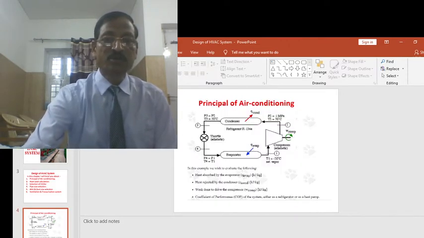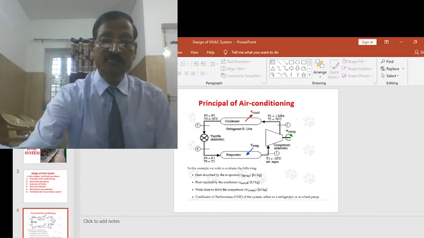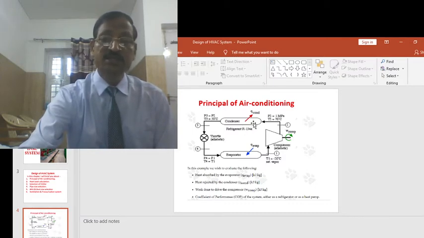Number one is the principle of air conditioning. How the refrigeration system works: the refrigerant from the evaporator takes heat and comes to the compressor, where it is compressed. Its thermal potential increases, meaning pressure and temperature increase. After that the refrigerant enters the condenser, where it rejects the heat.